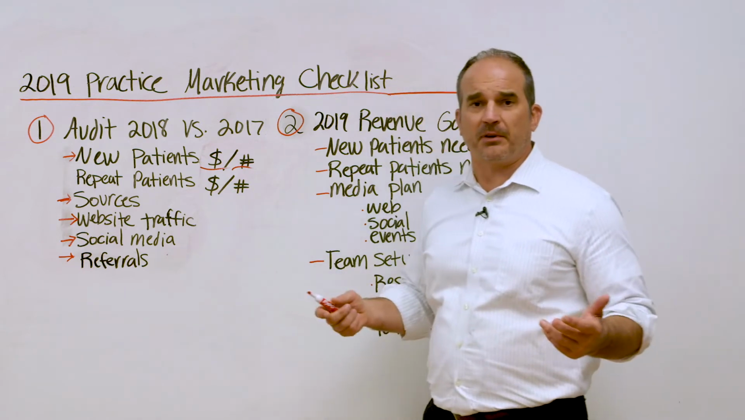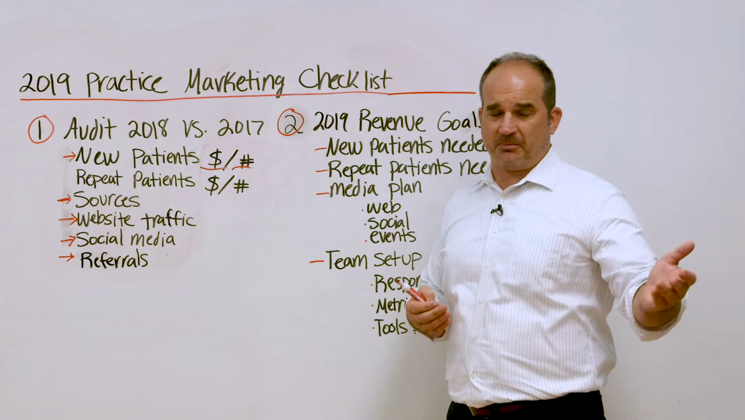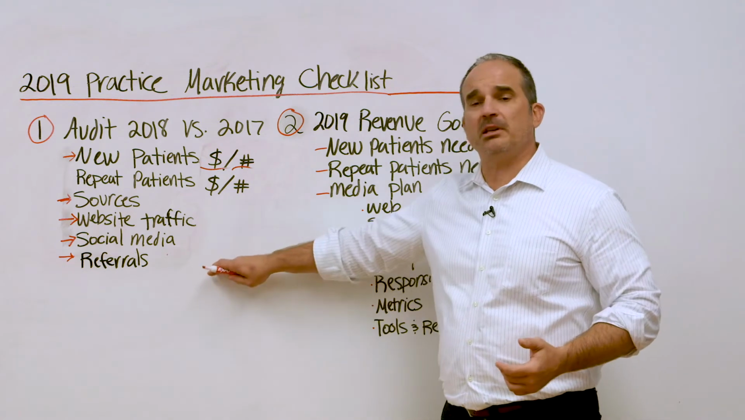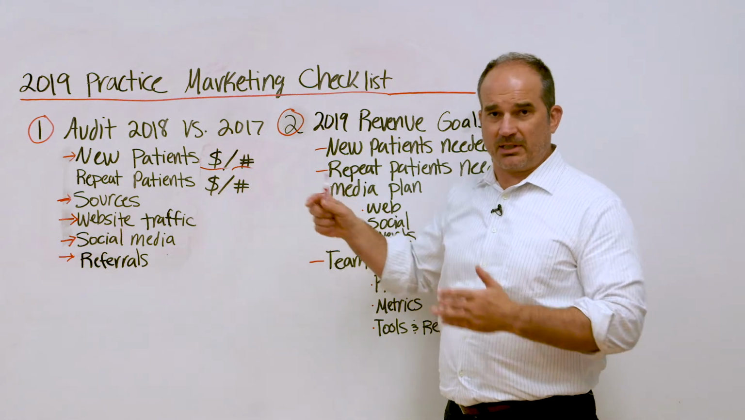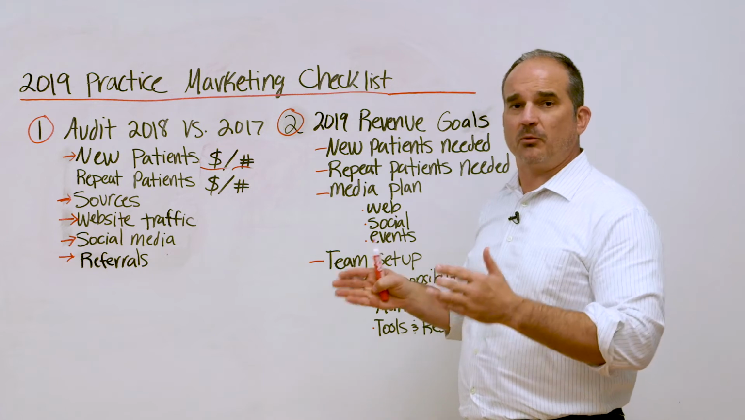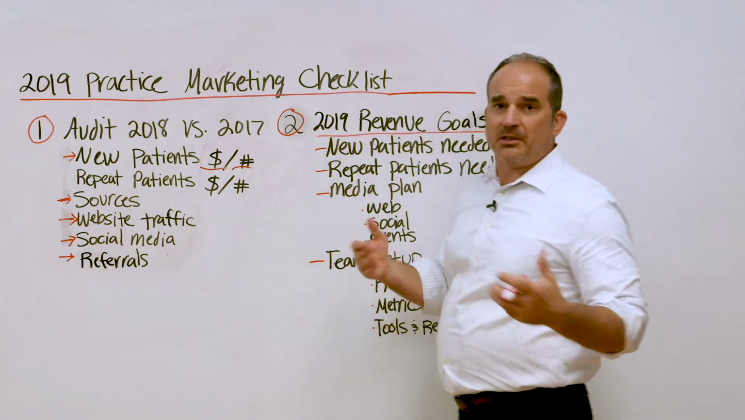Then also look at the referrals. How many referrals did you get in from former patients, prior patients, perhaps other practices? Understand your referral sources as well, and look at all of this against 2017 so you understand where you improved and where you didn't. From there, what you want to do is establish your 2019 revenue goals.